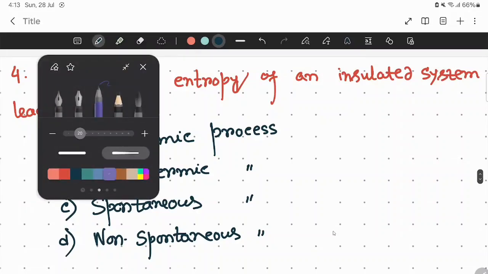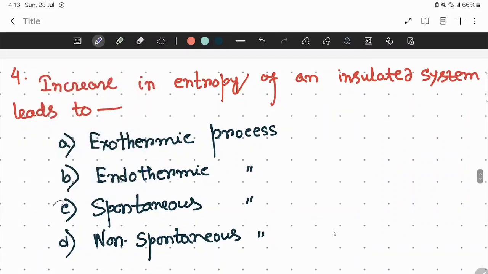So what will be the answer? Spontaneous. But how can you say this? Because this is an insulated system. We know for a spontaneous process, what is the criteria? That del S universe should be greater than or equal to 0. But here the entropy of the system is written, not the universe. Then how can it be said that it's a spontaneous process? Do you get my point?